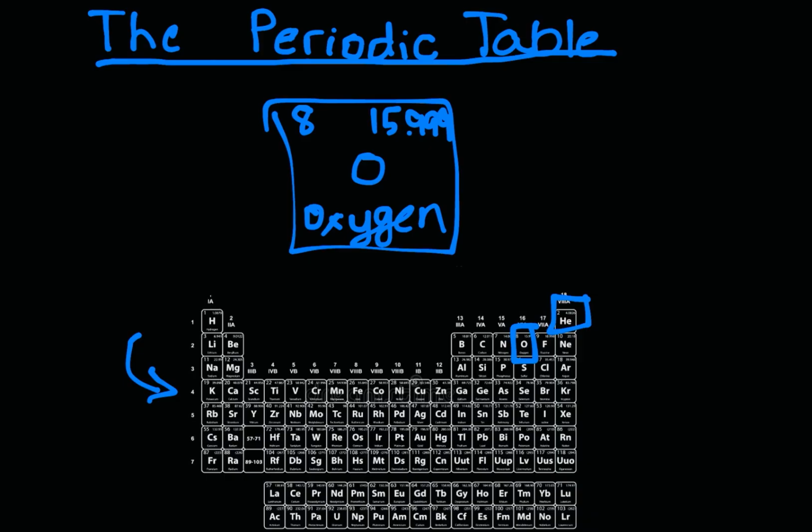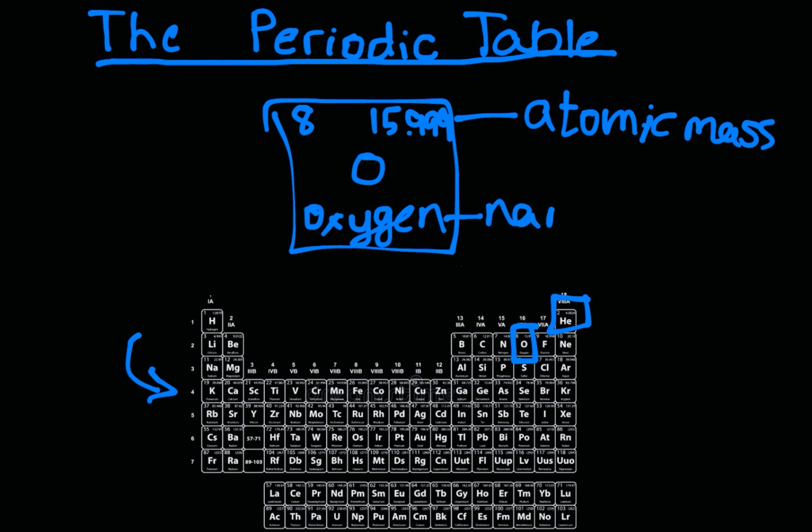So, right here, this 15.999 in oxygen's box indicates that oxygen has an atomic mass of 15.999 units. Next, we have oxygen's name, obviously, which is pretty important. It tells us what element it is.